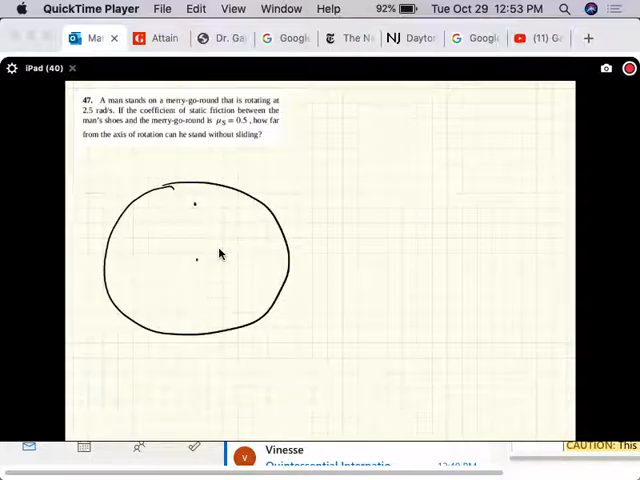Let's say the man is standing there at a distance r. V is his velocity. The static friction force is providing the centripetal force. If he's standing at the maximum distance, we have the maximum static friction force acting.